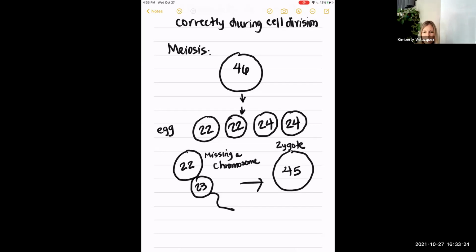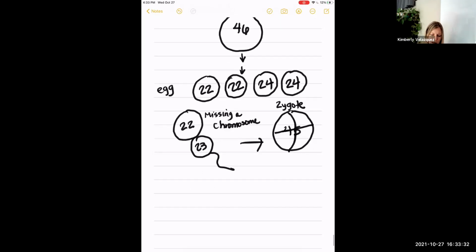Remember that now we're not talking about one cell once this thing divides. That zygote is going to divide, and now every cell of this organism has the wrong number of chromosomes.